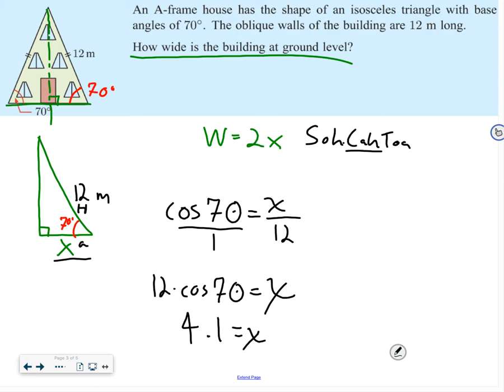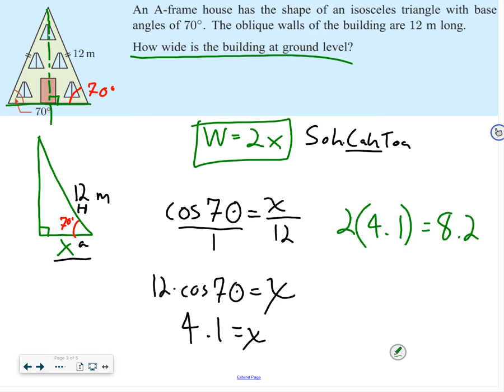Since I'm trying to find my width, I need to double that to find the total width across. So 2 times 4.1 is going to be 8.2. And again, I'm going to remember my units, so 8.2 meters.